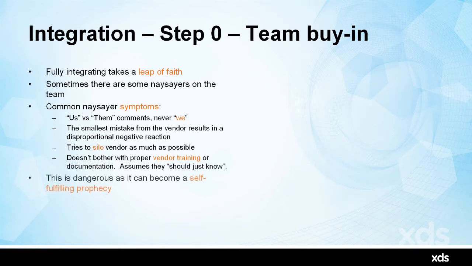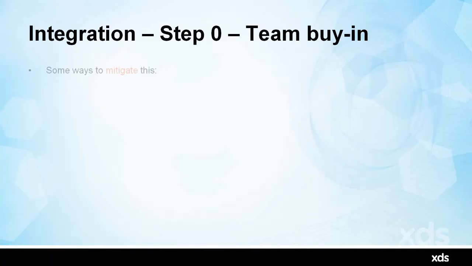And that becomes a self-fulfilling prophecy. It's quite dangerous. You do a lot of these things, and of course it's not going to work. And then you're just reaffirmed in your belief that externalization and integration with that is not a good idea. So some ways to mitigate this. The easiest and most expensive way to mitigate it is send the person to the vendor. That will immediately usually make them a believer.